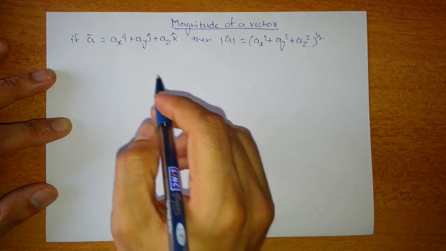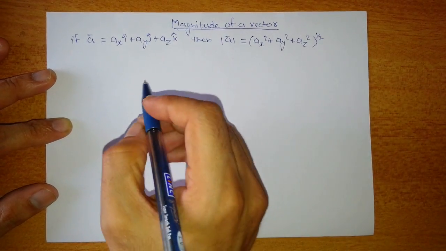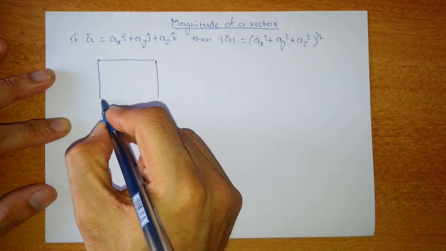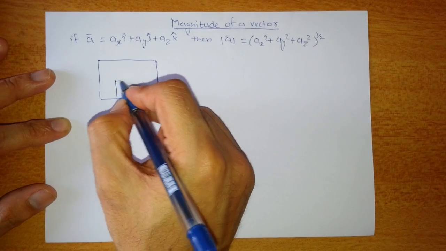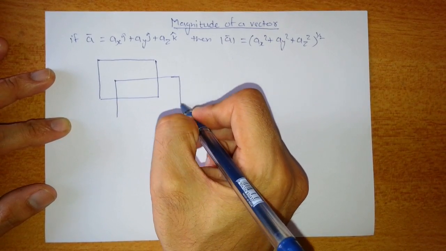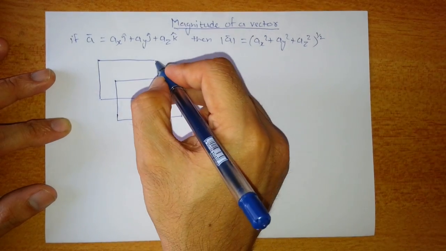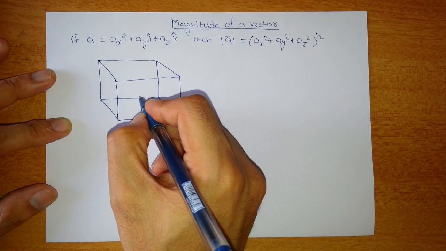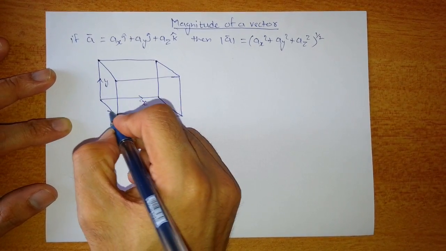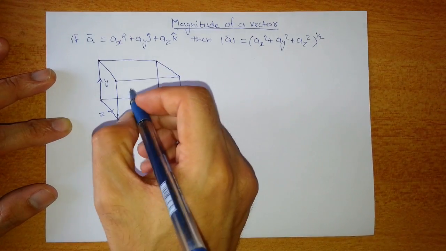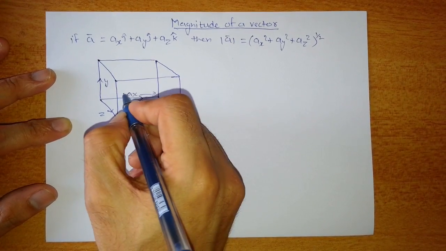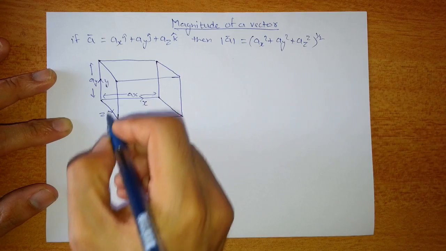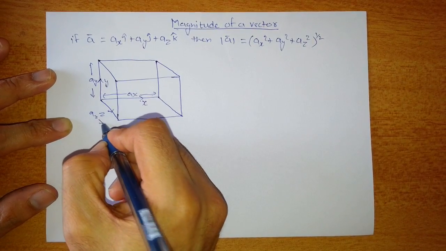Now I'm going to prove that this is nothing but the length of the vector. So draw a cuboid of dimensions x, y and z along the directions as shown. Let's say this is the x-axis, this is the y-axis, and this is the z-axis. So this length is ax for the given vector, this length is ay, and this length is az.